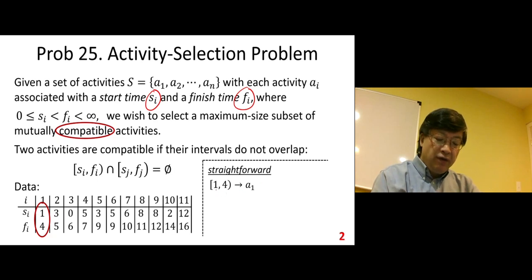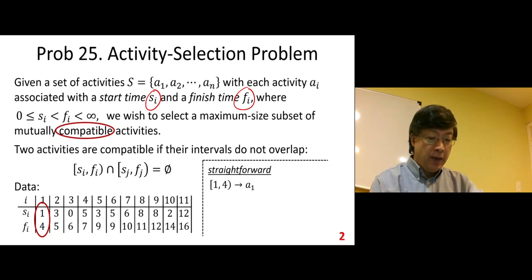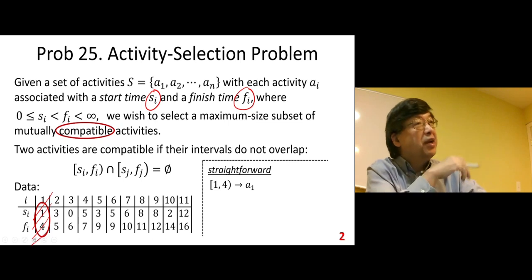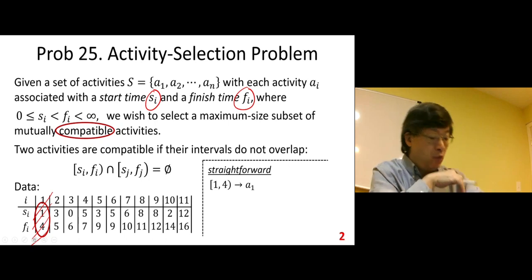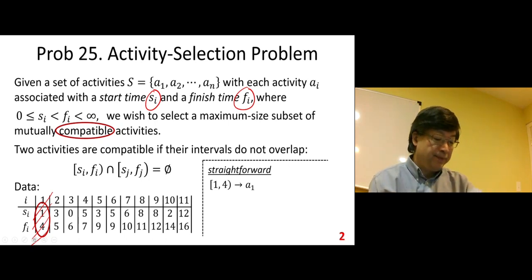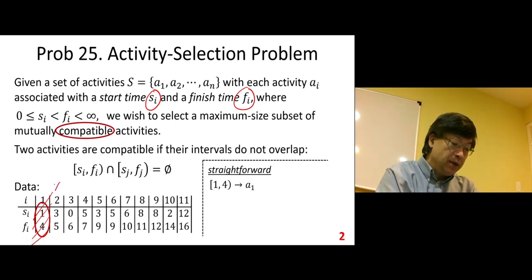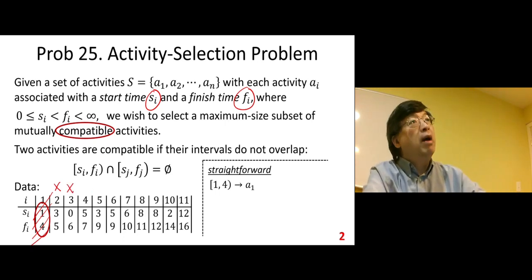Covering interval 1 to 4, activity A1. After we select this one, which one is the next compatible activity with respect to A1? A2 not compatible, right? Yeah, because they have overlap. A3 not compatible, right? A4 compatible. So how about we just select A4, right?